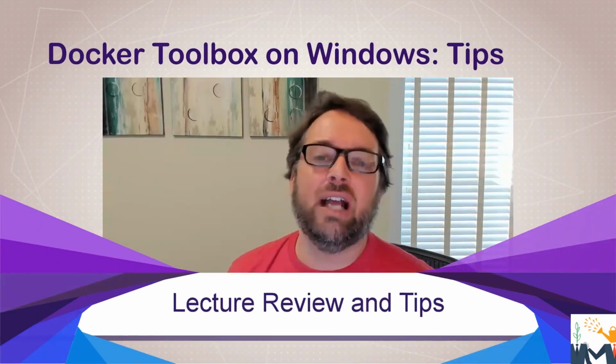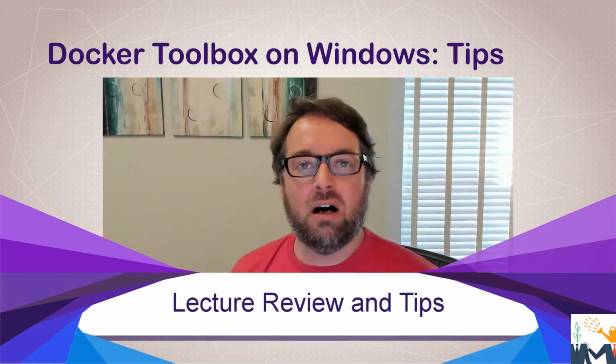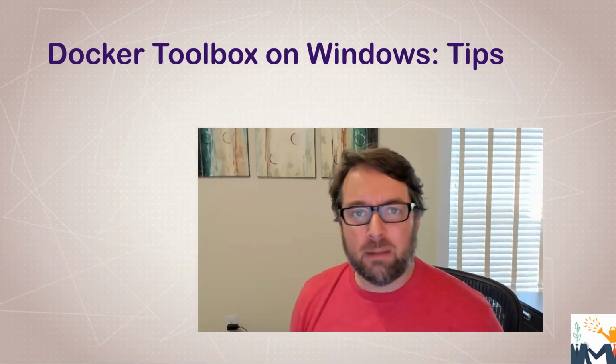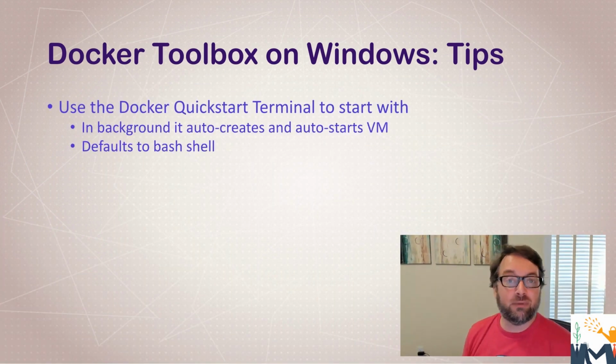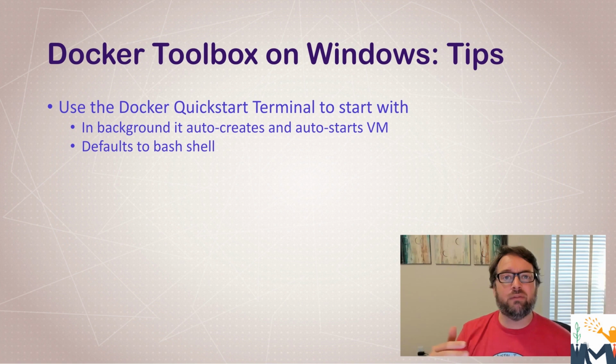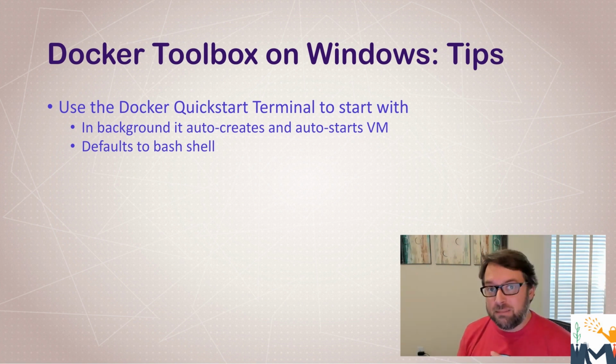In this lecture, you learned how to get the Docker Toolbox on older versions of Windows. And I just want to give you a couple extra tips and summarize some of the things we talked about real quick. The Docker Quick Start Terminal is how you start it. So remember, you need to run that once in order for it to automatically create the default machine and get everything set up. You can still actually use docker-machine after that to manipulate that Docker machine in the background, but that actually defaults to the bash shell and auto creates everything for you.